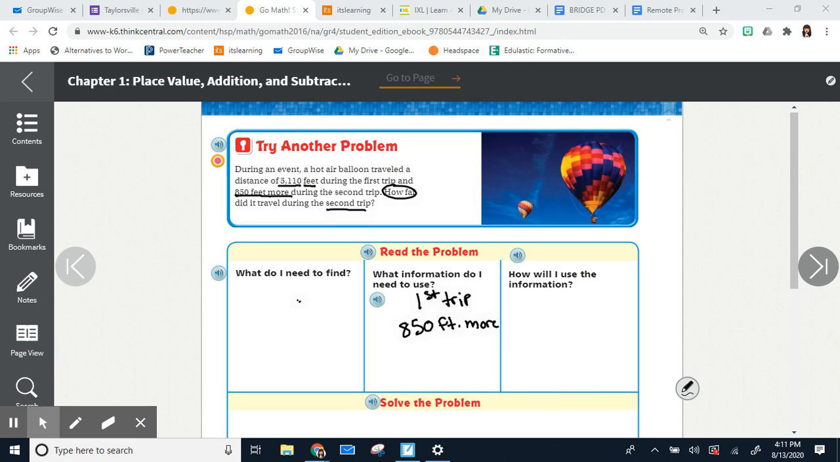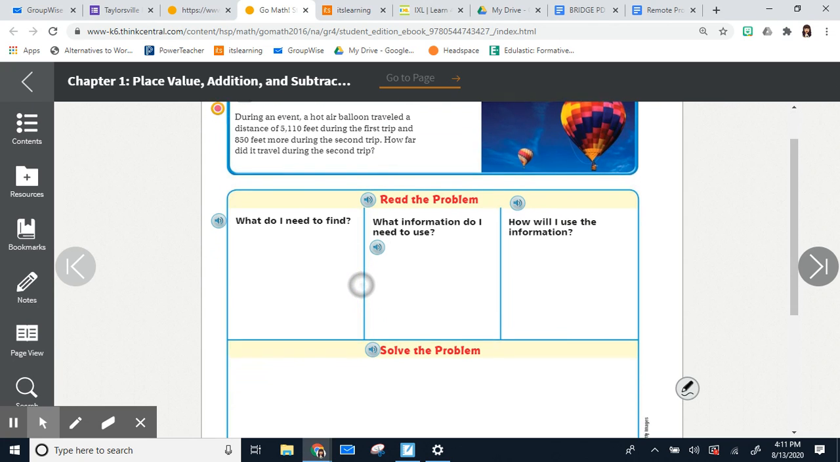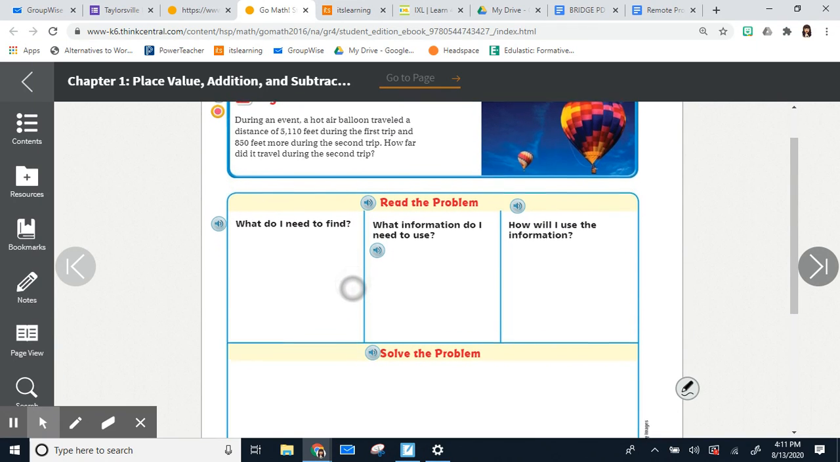Okay, so that word "more" tells me I need to add. So what am I adding? I'm adding 850 feet to 5,510. I'm going to do that in the solve the problem space.